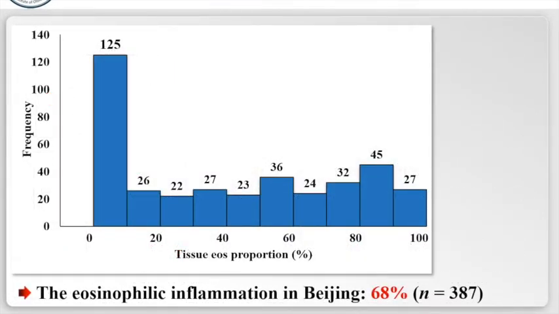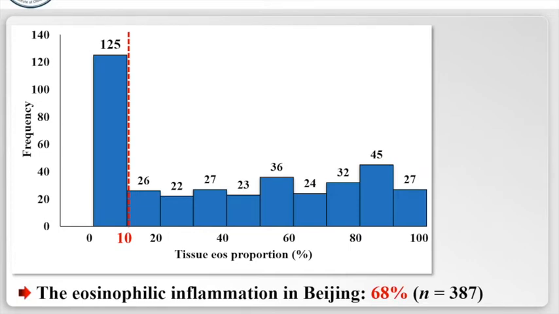This is the study we've carried out in my department. We have counted the tissue eosinophil percentages in more than 380 patients with nasal polyps. Here is the distribution of tissue eosinophil proportions. When we use a cutoff value of 10% for tissue eosinophilia to analyze the inflammatory pattern of our patients, 68% of our patients were defined as eosinophilic nasal polyps.